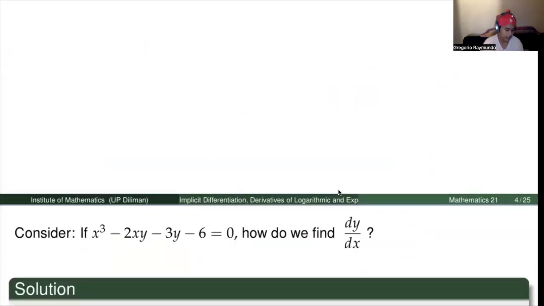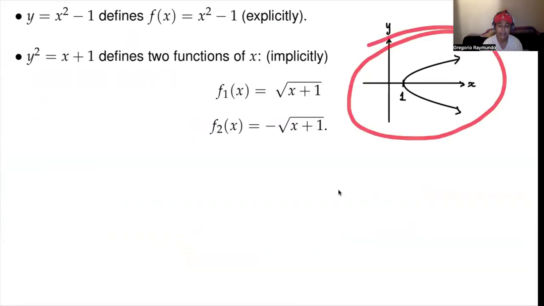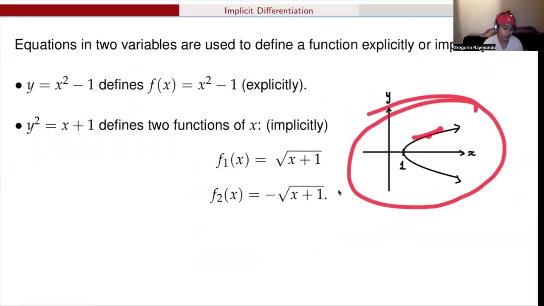Okay, so how do we go around this problem here? Hanapan natin ng slope yung tangent line.